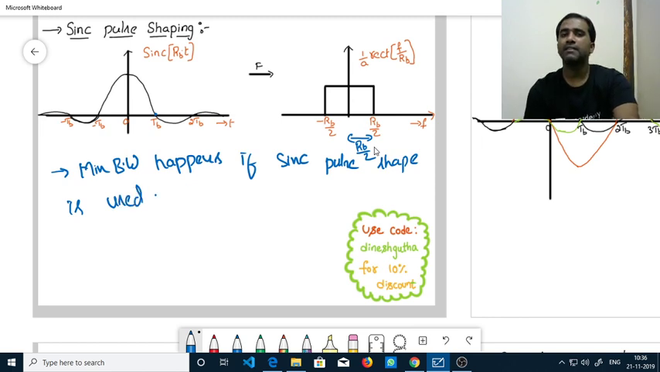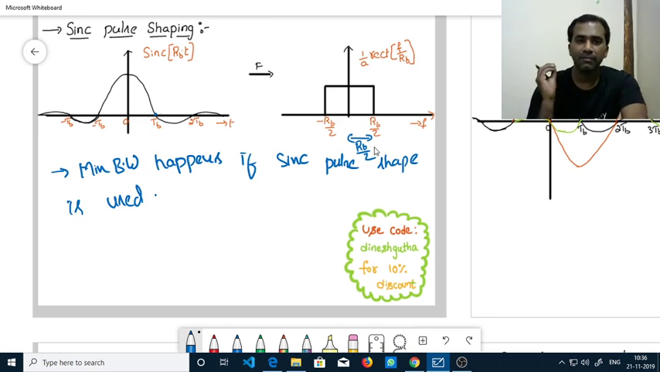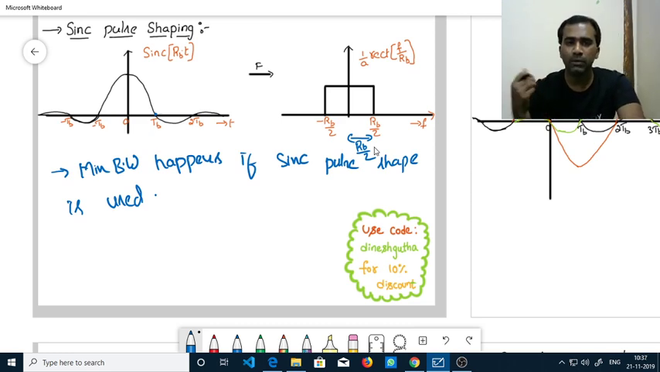That's it. Minimum bandwidth happens. So in digital communication, many times they'll say minimum bandwidth. What is, find the minimum bandwidth required to transmit a signal? So always remember this point. Whenever they say minimum bandwidth, you should understand that they are using sinc pulse shape in time domain. For every 1 bit, they are sending the positive version of this sinc pulse, and for every 0 bit, they are sending the negative version of this sinc pulse.